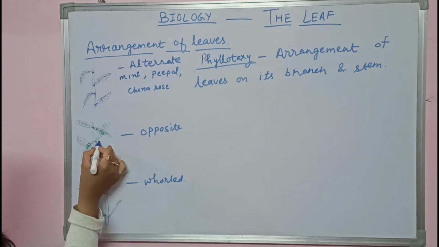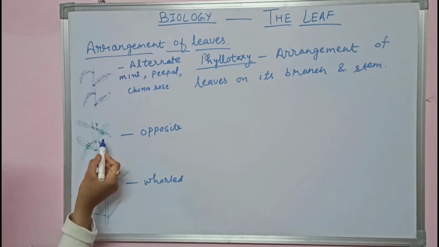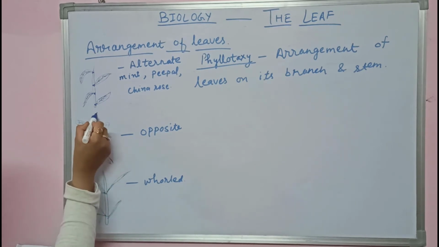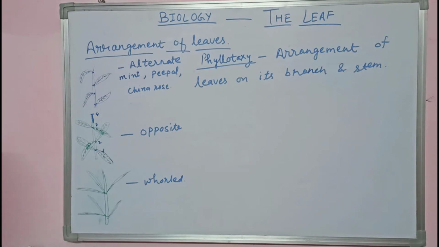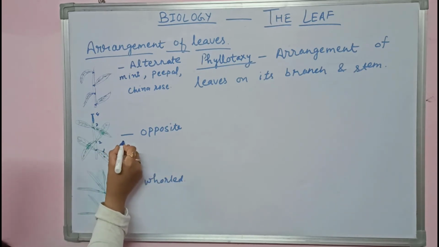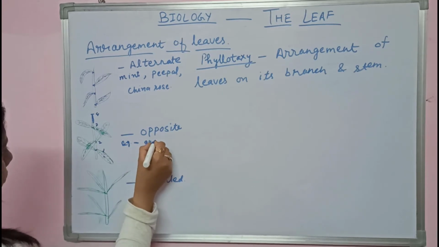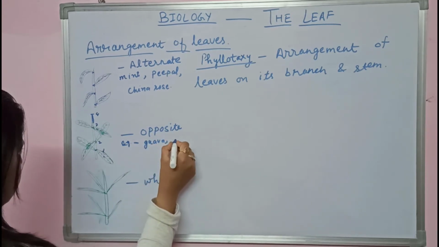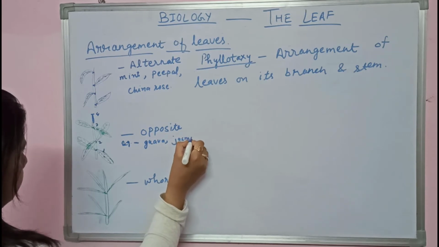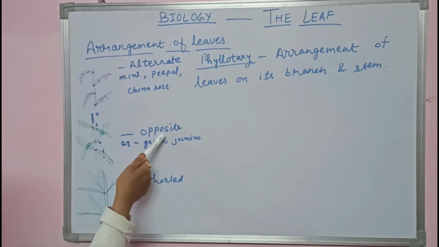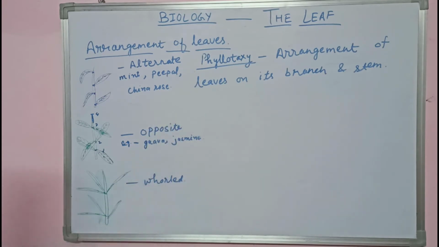If this one is the first, this one is second, this one is third, the third arrangement is equal to the first arrangement, and the second one will equal the fourth arrangement, which we will have here. Okay, so this type of opposite arrangement you will see in plants like guava and jasmine. In these plants you will find opposite arrangement of leaves.